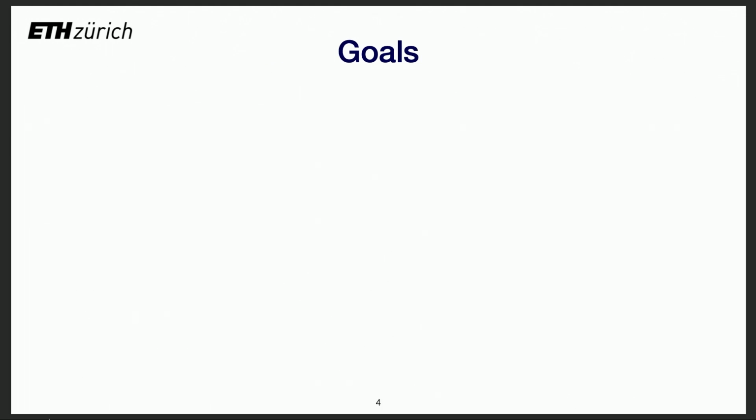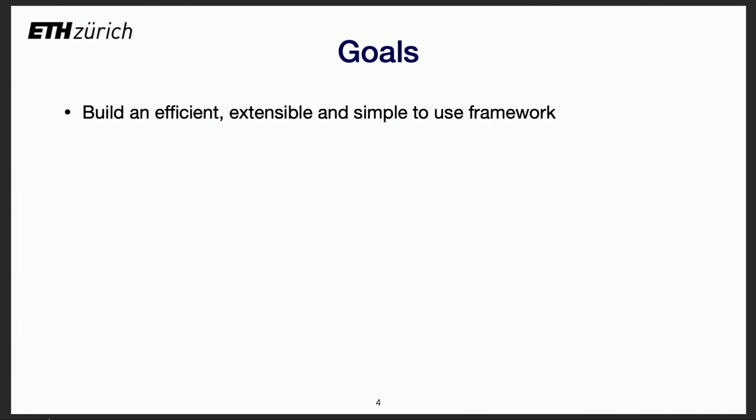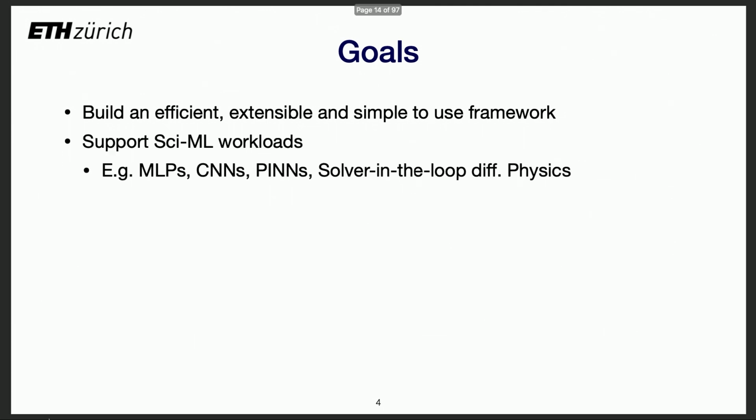So what are the problems that I wanted to fix when I started working on this? Well, the idea was to build an efficient, extensible, and simple to use framework that supported all of the different SciML workloads. So for example, you can integrate multi-layer perceptrons or convolutional neural networks, physics-informed neural networks, or even solver-in-the-loop type of differentiable physics applications.